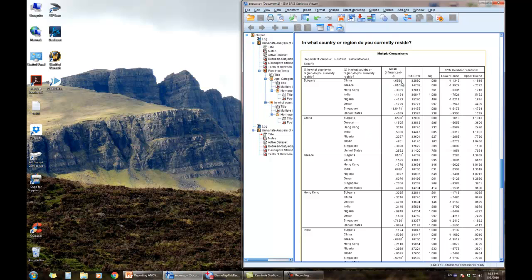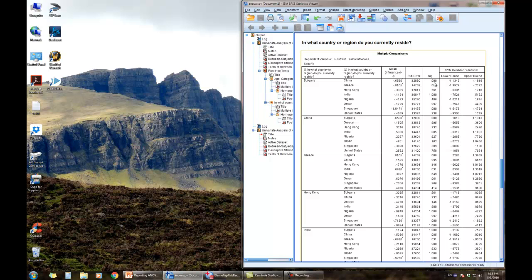Okay, so we have our mean difference. Now, ignore the standard error. This is SPSS just showing its work again. You can also ignore these last two columns because it's the same thing, the lower bound and the upper bound. So the last thing we look at and ask is, is that negative 0.66 for the difference between Bulgaria and China significant? Of course it is.